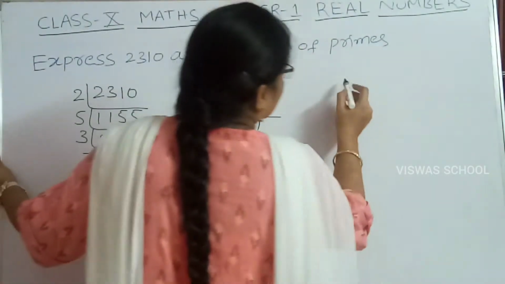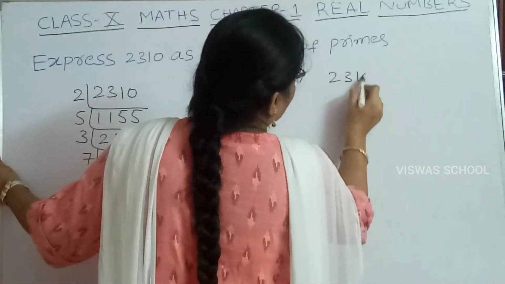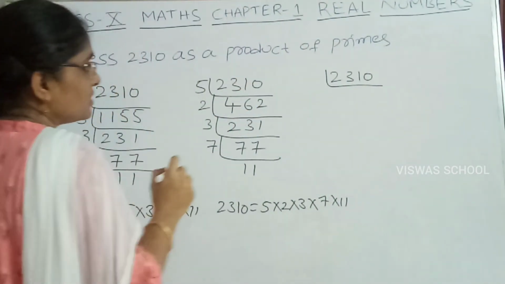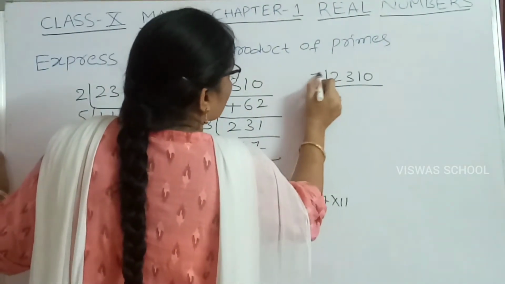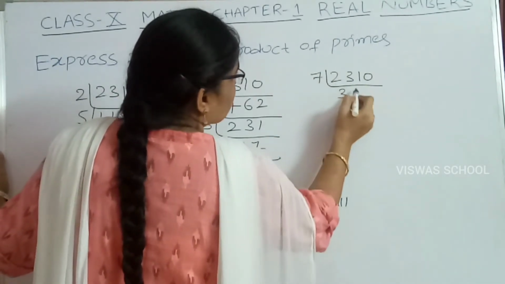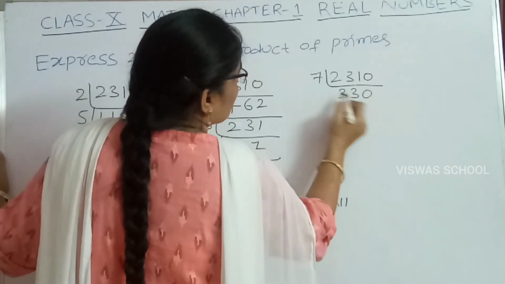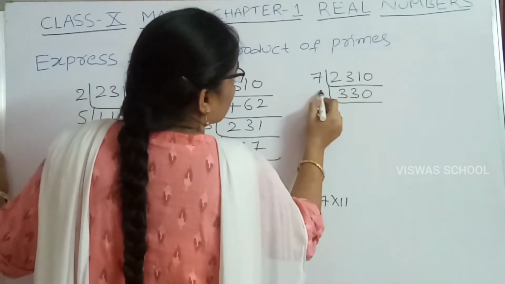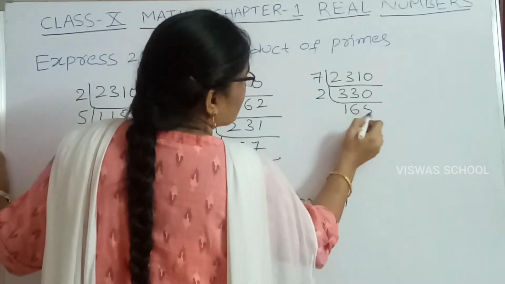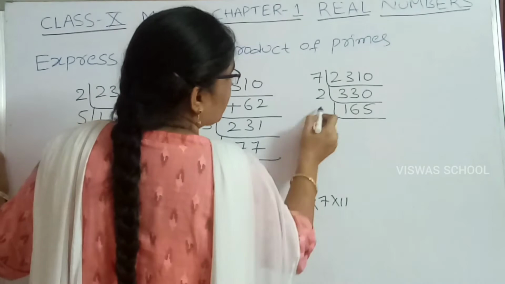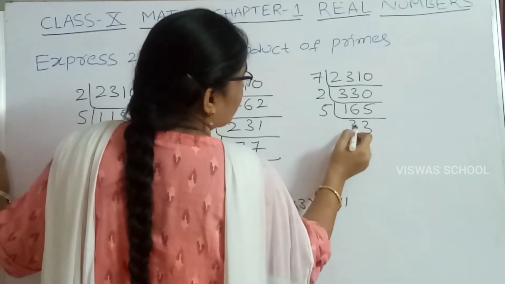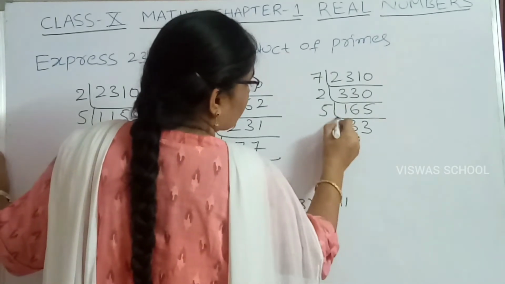And next, 2310. That is, with 7. 7 3s are 21. Here remaining is 2. That is 7 3s are 21, 0. Next with 2. 2 1s are 2. 2 6s are 12. 2 5s are 10. And next with 5. 5 3s are 15. And here also 5 3s are 15, because remaining here is 1.